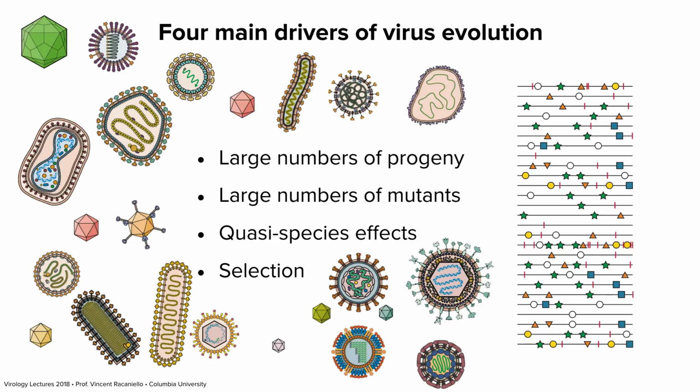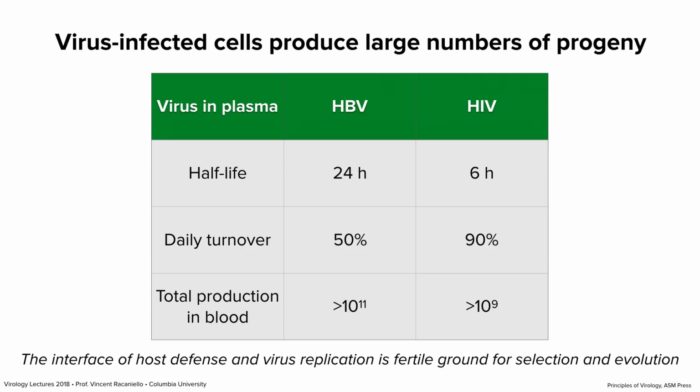Quasispecies effects. This is something we'll define. The fact that a virus is a population of mutants, shown on the right here. That's a quasispecies. And of course, all this numbering and mutation allows fertile grounds for selection. So those are the 4 main drivers that make new viruses on a daily basis.